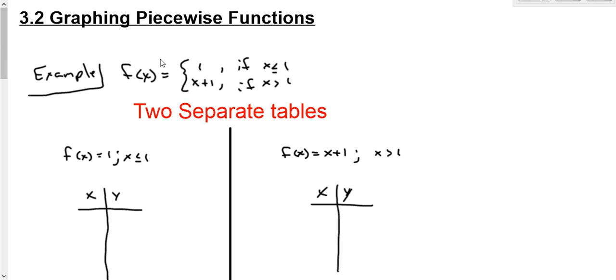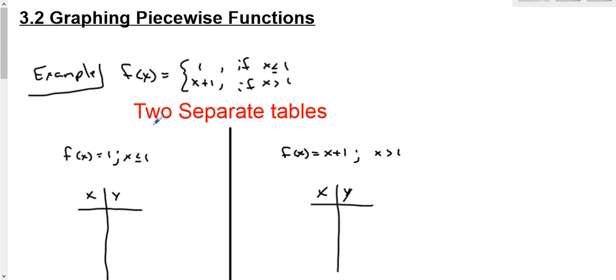And when we look at graphing these, and not just plugging in values to analyze a specific value for x, we have to be a little bit careful. So we have here f of x is equal to either 1 or x plus 1. And f of x is going to be equal to 1 when x is less than or equal to 1, and f of x is going to equal x plus 1 if x is greater than 1.